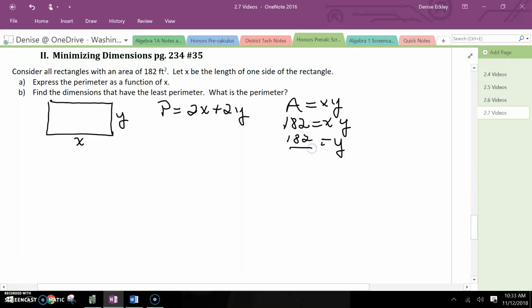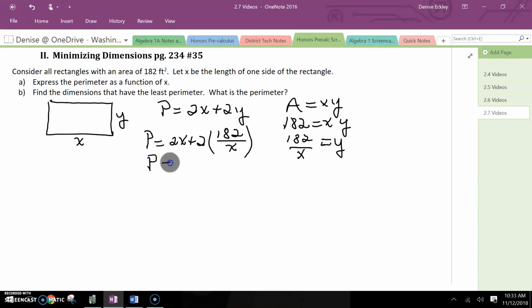So we can see that y is going to be 182 divided by x. So we'll substitute that in our perimeter equation. So the perimeter is going to be 2x plus 2 times 182 over x. You can see we've created a rational expression there. So for part A, our perimeter is going to be 2x plus 364 over x. So that's part A.